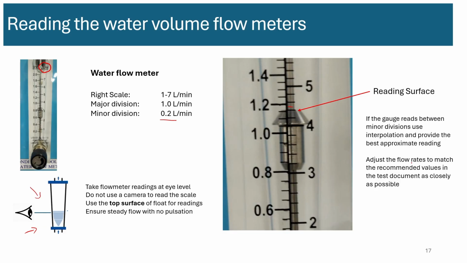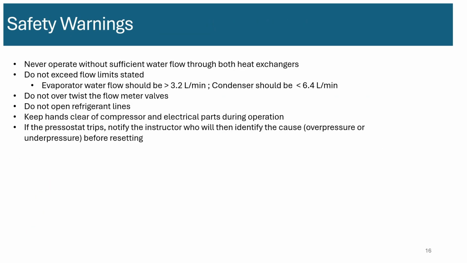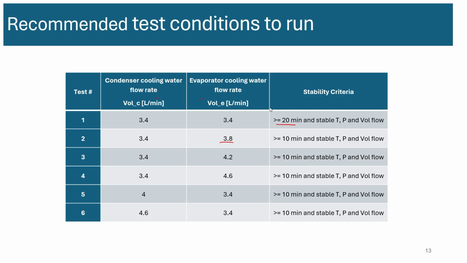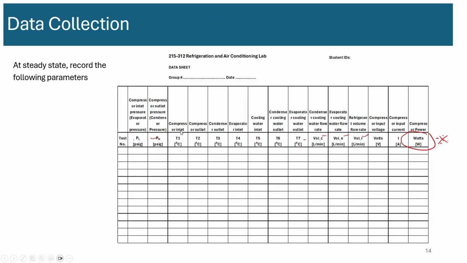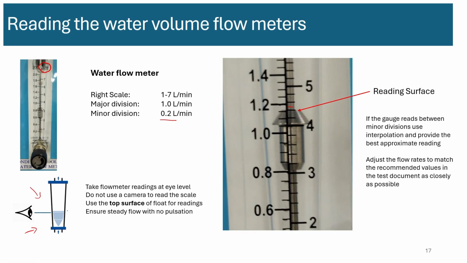Now, adjusting the flow rates. In this case, actually, you're not going to put some value somewhere in the middle. If you're testing based on the recommendation here, you'll always be placing it on a mark that's already in here, right? So in that case, try to adjust the flow rates using the knobs to get the right location for the top surface for both the condenser side and the evaporator side. So that's about reading the water volume flow meter.